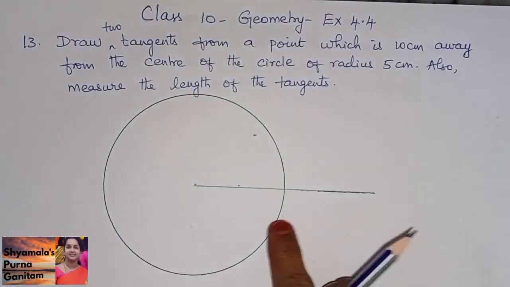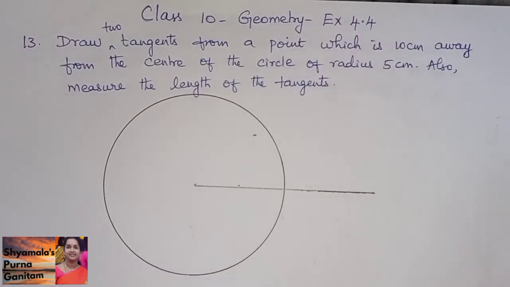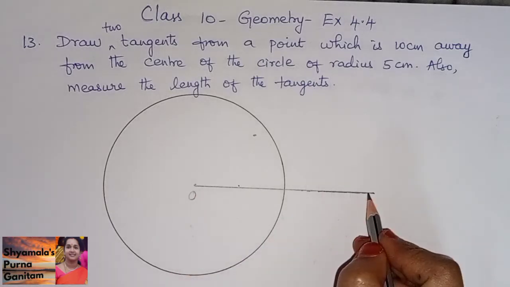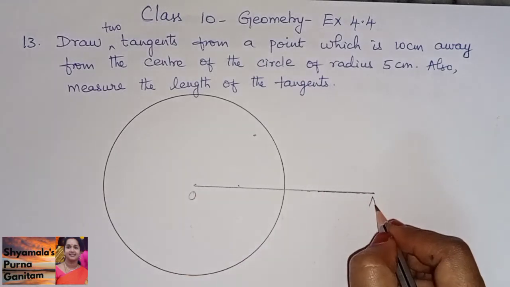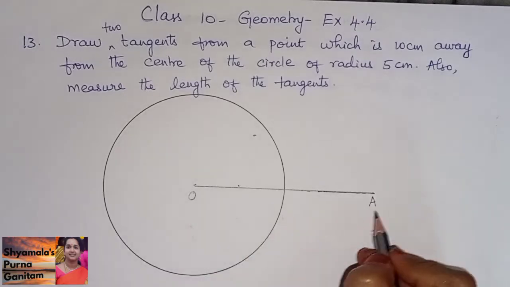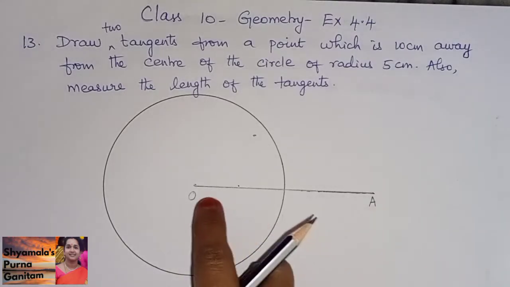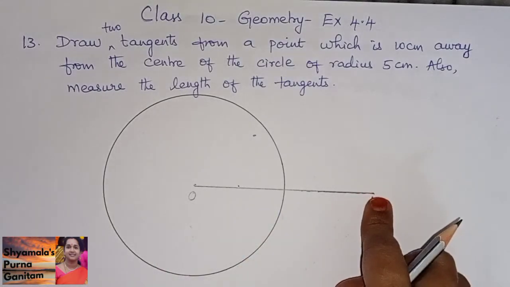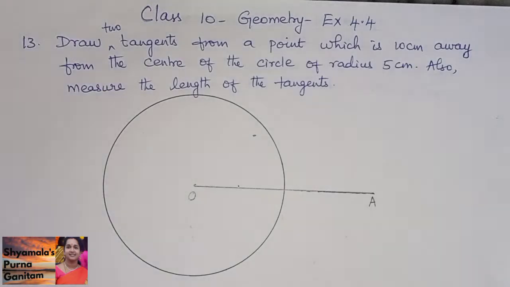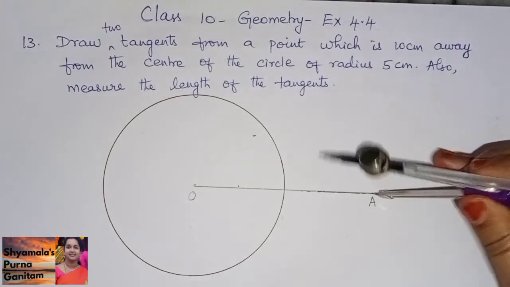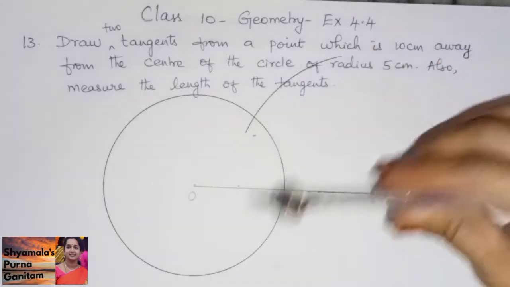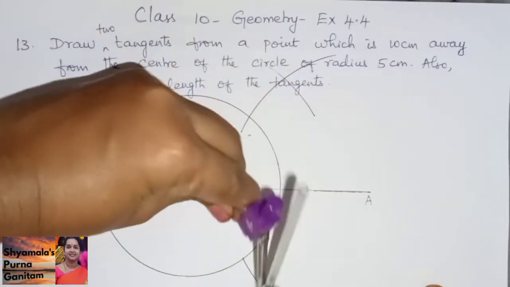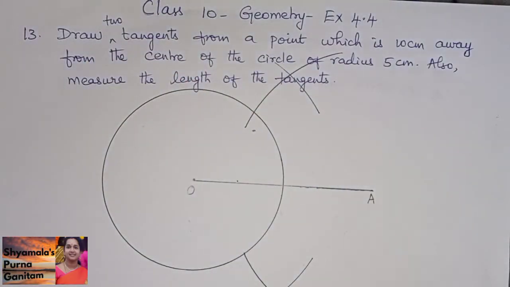Draw two tangents from a point which is 10 centimeter away from the center of a circle. So this is the center of the circle. From this, I'll take a point A such that length of OA is 10 centimeter. That is, it is 10 centimeter away from the center of the circle. So from this A, I have to construct tangents. For constructing tangents, I have to draw the perpendicular bisector for this such that I'll get a center point for this.